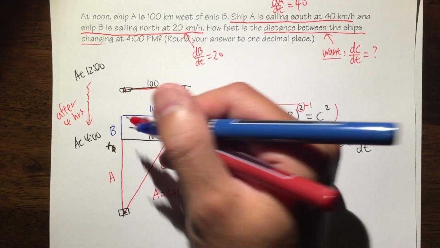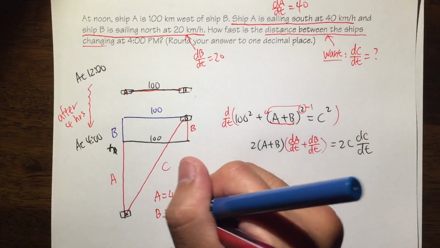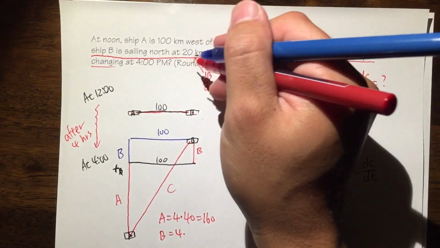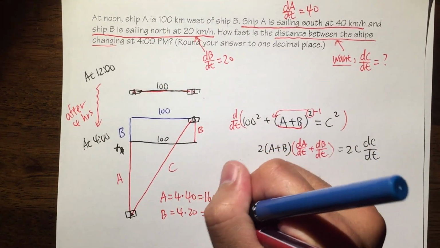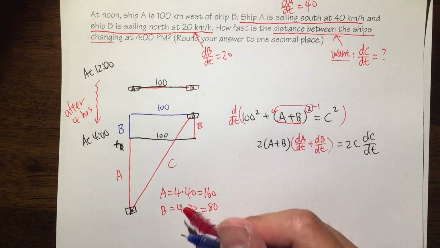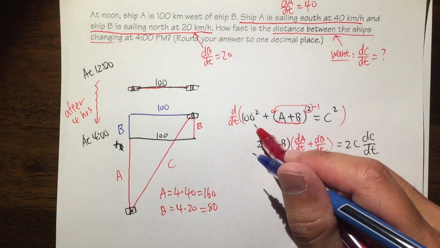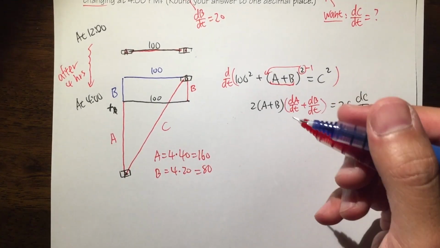Similarly, we do B. It's also 4 hours times 20 only though, so let's put down 20. And then of course that's 80. Now we have the quantities A and B. We can plug this back into the equation, and then let's write this down.